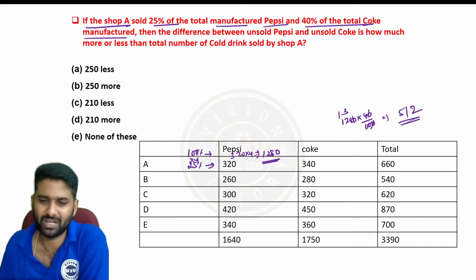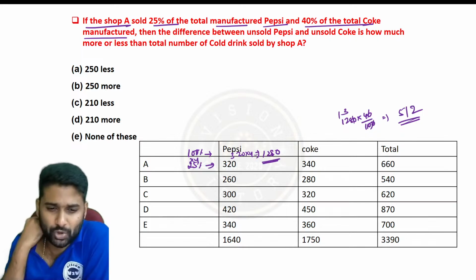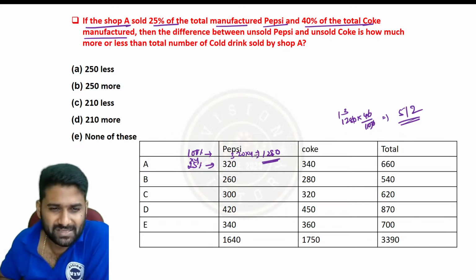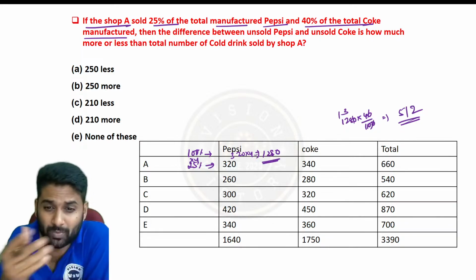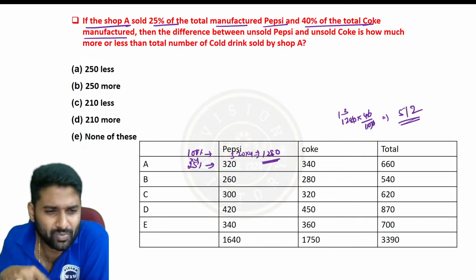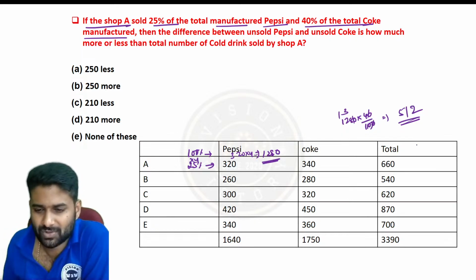So 512 are manufactured. Okay. Now the question here: what is the difference between unsold Pepsi? Guys, unsold Pepsi, how many unsold Pepsi are there? Unsold Pepsi and unsold cookies, how much more or less than the total number of cool drinks sold by shop A? So total, how many cool drinks are sold?